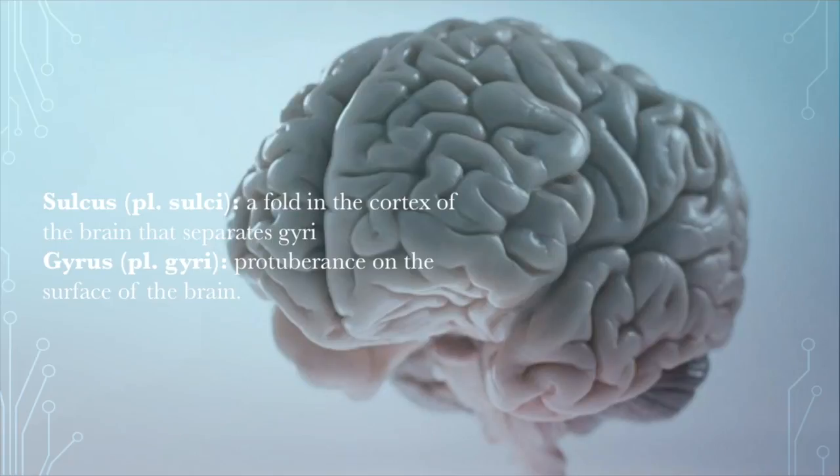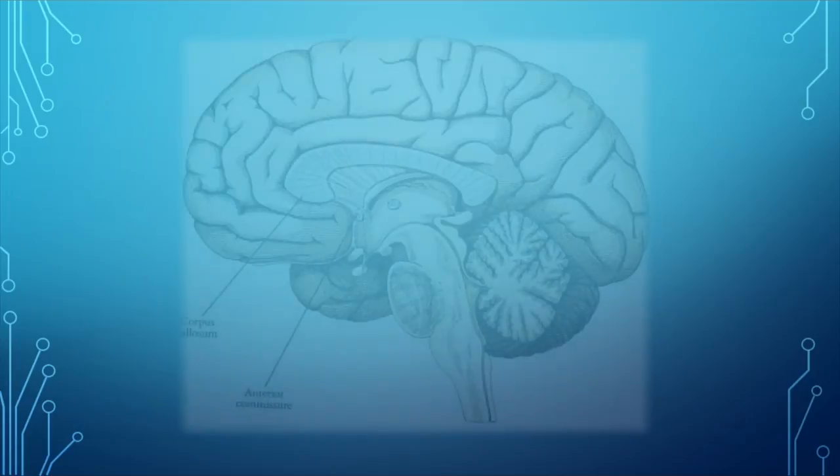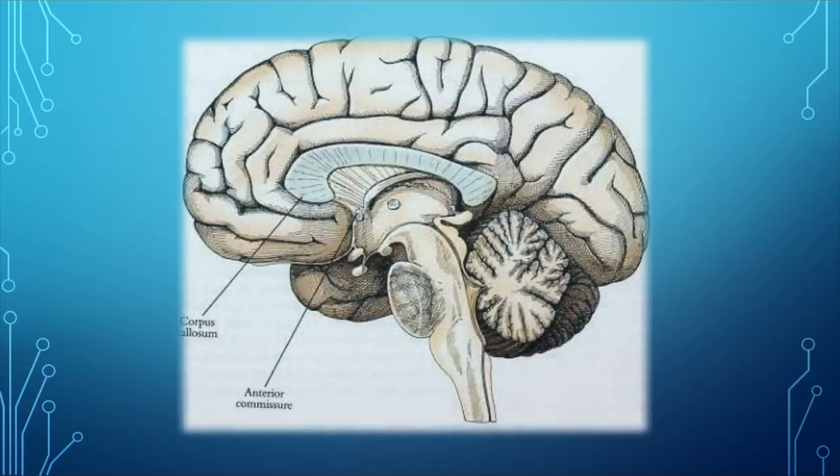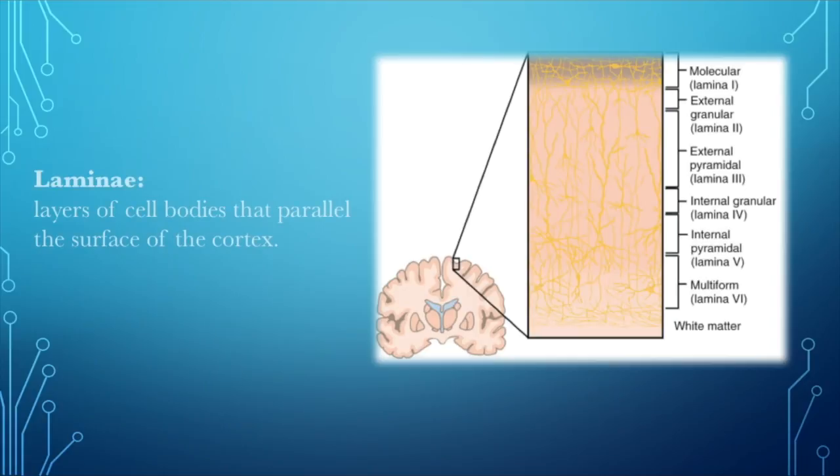The cerebral cortex is divided into two hemispheres, right and left, which, although they appear identical, differ slightly in their functions. The right hemisphere is often associated with creativity, while the left hemisphere is more associated with logical activities. Communication between the two hemispheres occurs via the corpus callosum and the anterior commissure, located in the center of the brain. The cerebral cortex is made up of laminae, which are layers of cell bodies that parallel the surface of the cortex and are separated by layers of fibers.